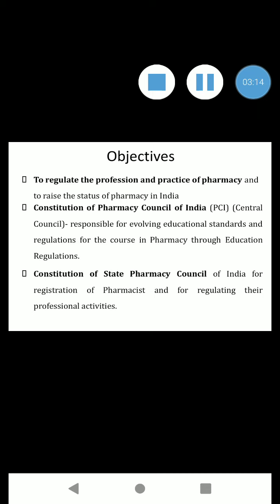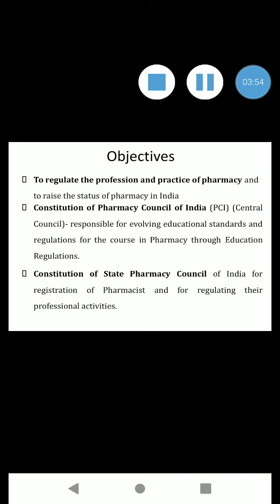Then to maintain control over the persons who enter the pharmacy profession by providing registration. The person entering the pharmacy profession has sufficient knowledge about the profession, and this knowledge is given by the Pharmacy Act. Meaning, the persons who enter our pharmacy field have sufficient and uniform knowledge, and this knowledge is given by the Pharmacy Act.